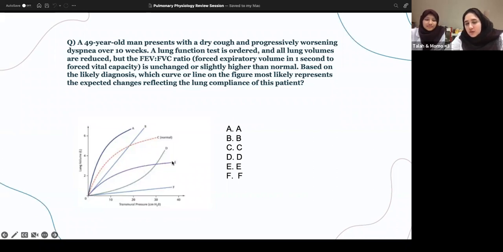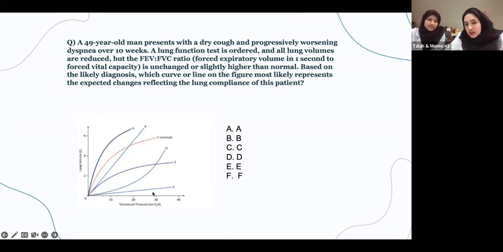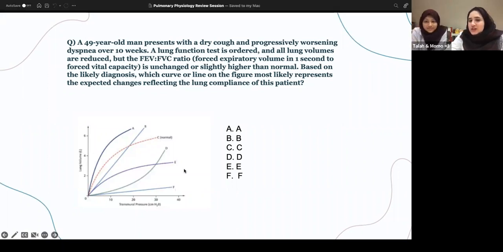So we have to check which curve is mimicking the normal, but at a lower level, which is definitely E, because as you can see here, it's not a curve, it's a straight line. So whatever is a straight line, we're just going to remove. Like F and B, there's no way they're the right answer. So we're just going to go with E.